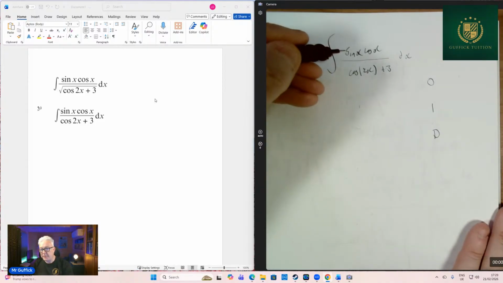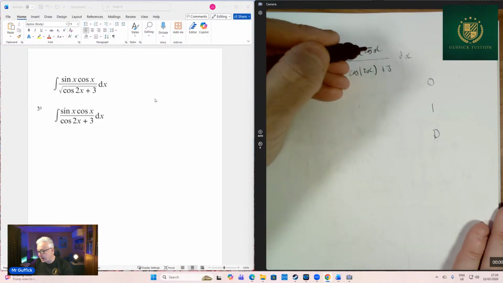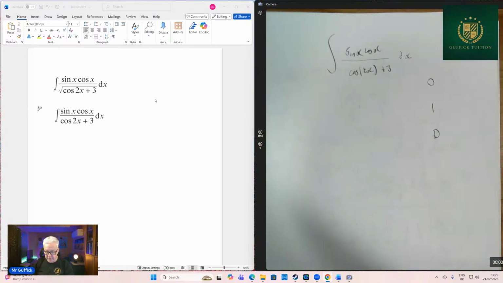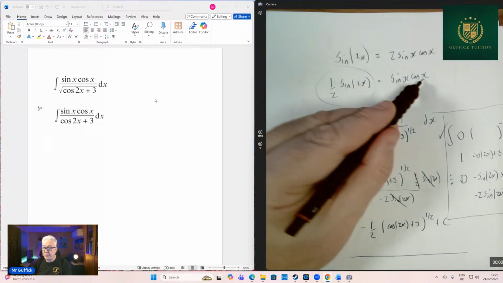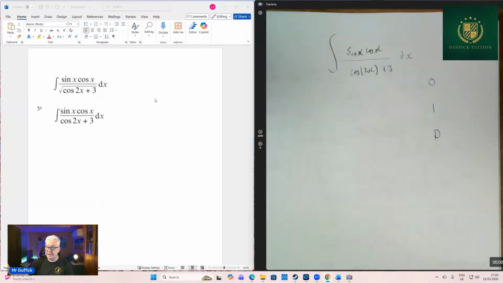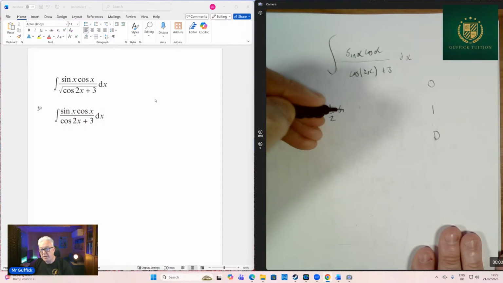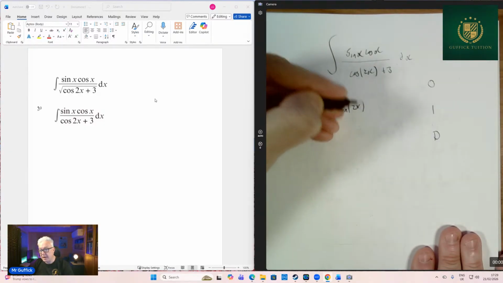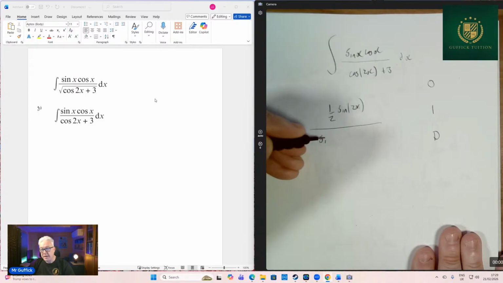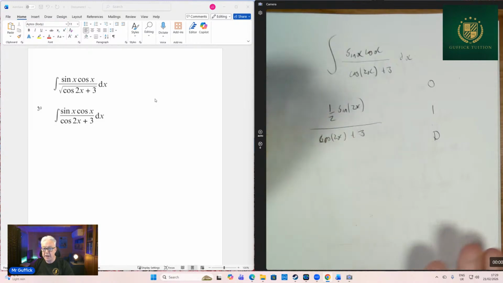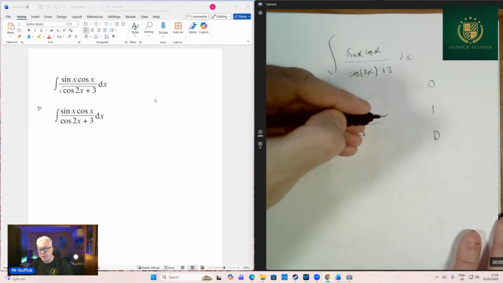Now, just like before, this sine x cos x, exactly the same as in the previous example, is going to get replaced by a half sine 2x. So that's step one. I'm going to replace that by a half sine 2x using the addition formula. This time it's a little bit different in our denominator. We've got cos 2x add 3, and we're integrating that with respect to x.